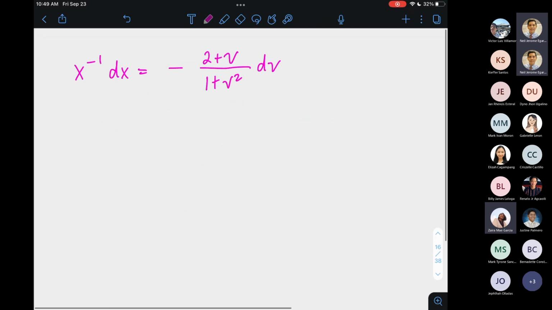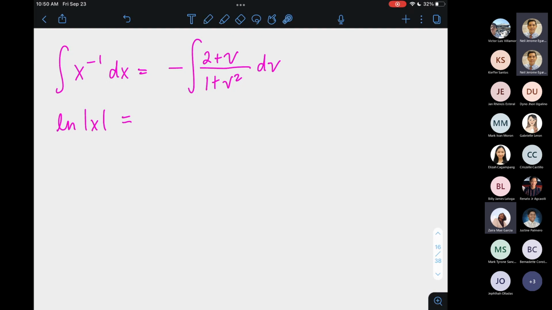Ang gagawin ko lang ngayon, mag-i-integrate tayo. Right? So the first one, the left side is easy to integrate. This will just be ln of the absolute value of x. I'll defer the arbitrary constant for it. Sasama ko na siya dun sa arbitrary constant dun sa kanan.